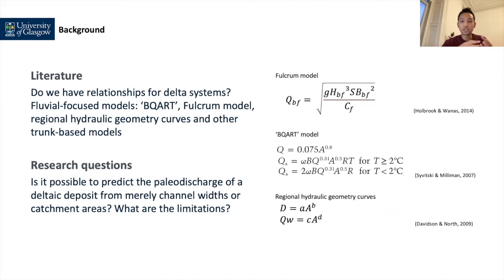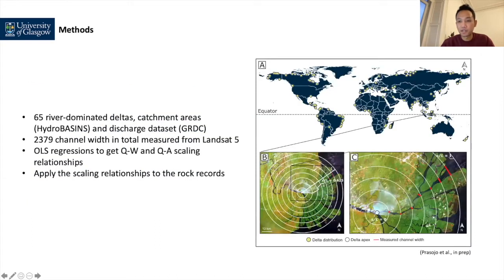So the research question that I propose here is: is it possible to predict the paleo discharge just from the channel width or the catchment area, if we have that from the rock record, specifically for deltaic deposits, and what are the limitations? So that's what we did, basically, from the modern system.